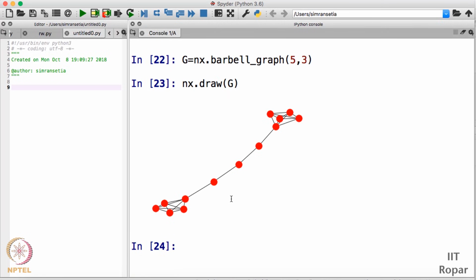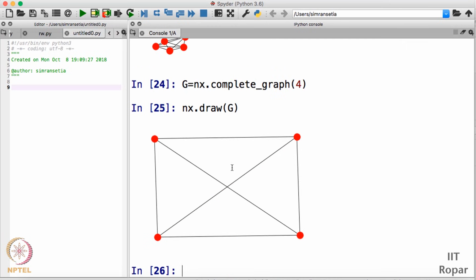Next, I'll be telling you some more graphs. Next, we'll be drawing a complete graph. So I'll write G equal to nx.complete_graph. And in this you need to supply the number of nodes. So I'll just supply 4 here. Let me draw it. nx.draw(G). So I have a complete graph and it comprises 4 nodes.